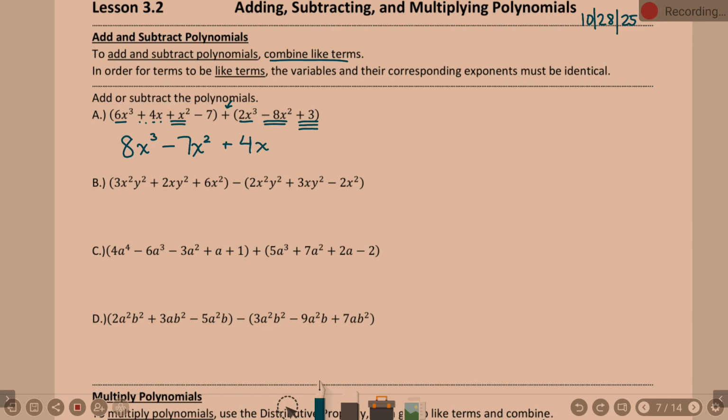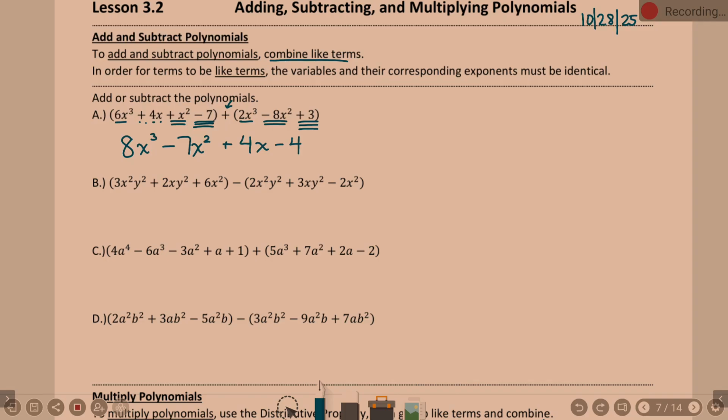What should go next? 4x. What's 4x go with? 4x doesn't have any other like terms, so just carry the 4x down. And that leaves what? The negative 7 and the 3, which are constants. And negative 7 plus 3 is negative 4. So 8x cubed minus 7x squared plus 4x minus 4.